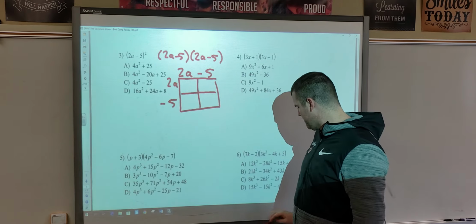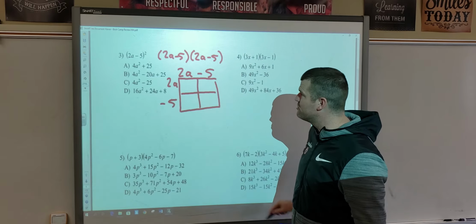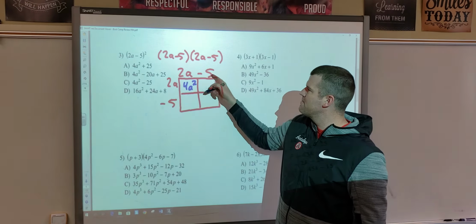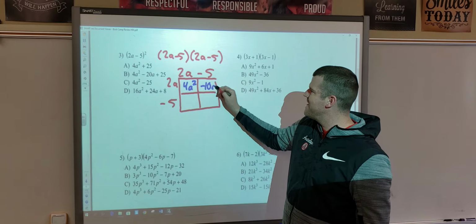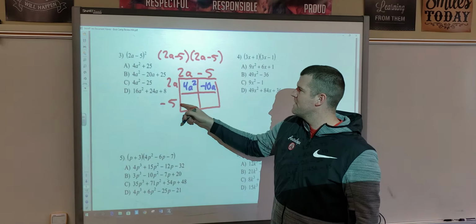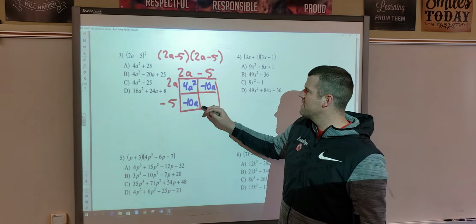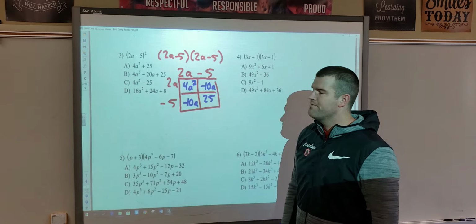And let's get to work. 2a times 2a is 4a squared. 2a times negative 5 is a negative 10a. 2a times negative 5 is another negative 10a. And then negative 5 times negative 5 is a positive 25.